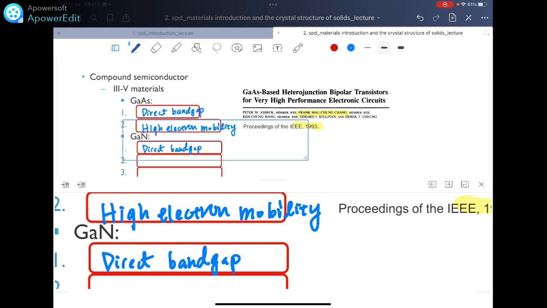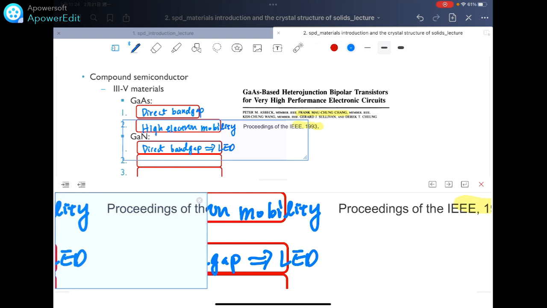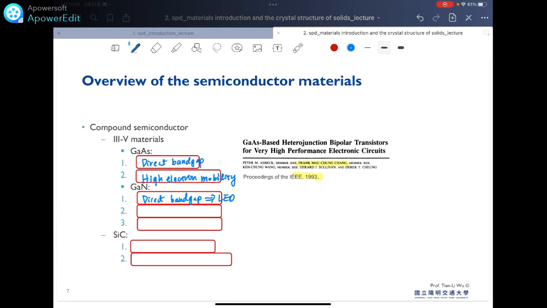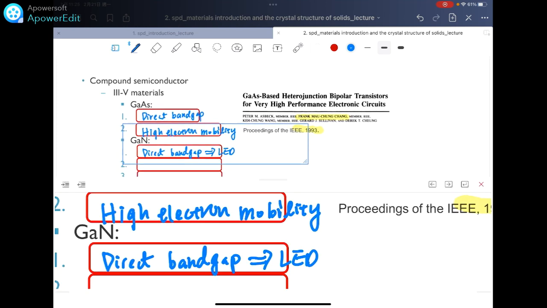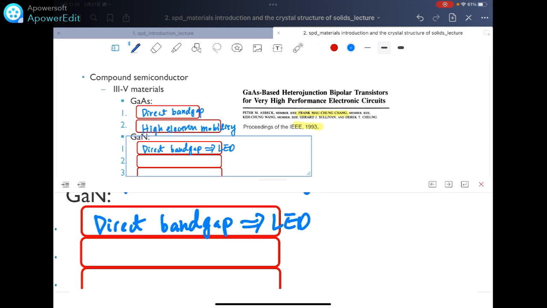And then the major feature of the direct band gap is that we can use this property for very good LED applications. So we will talk about the LED, not a complete understanding of LED, just a little bit of a tap about the direct band gap. The concept of band gap later. And also, gallium nitride also features high electron mobility.